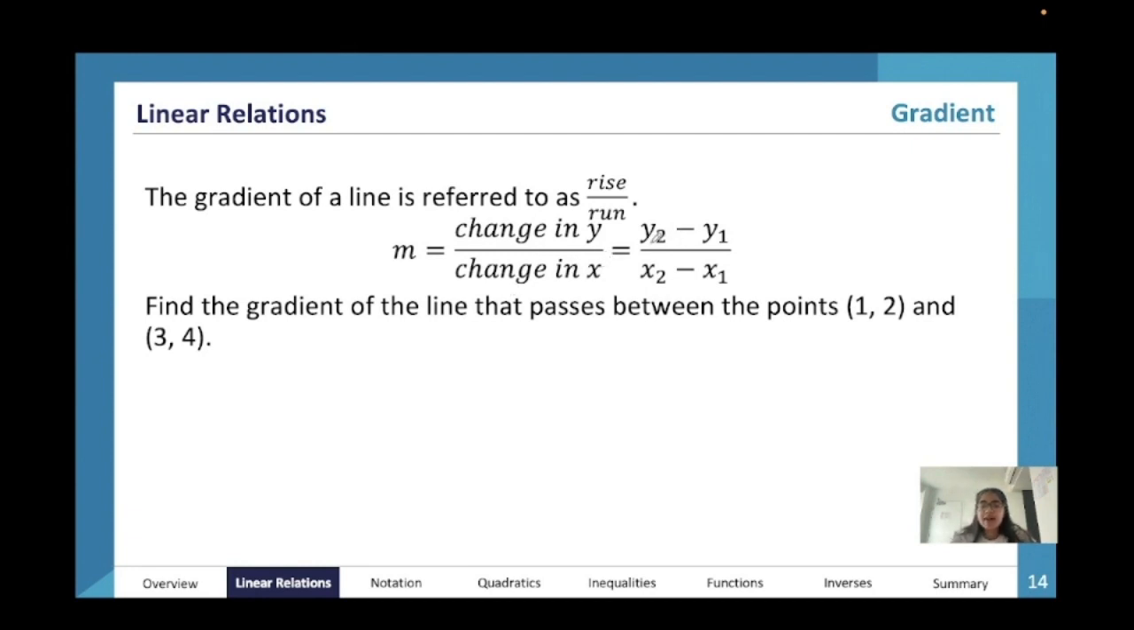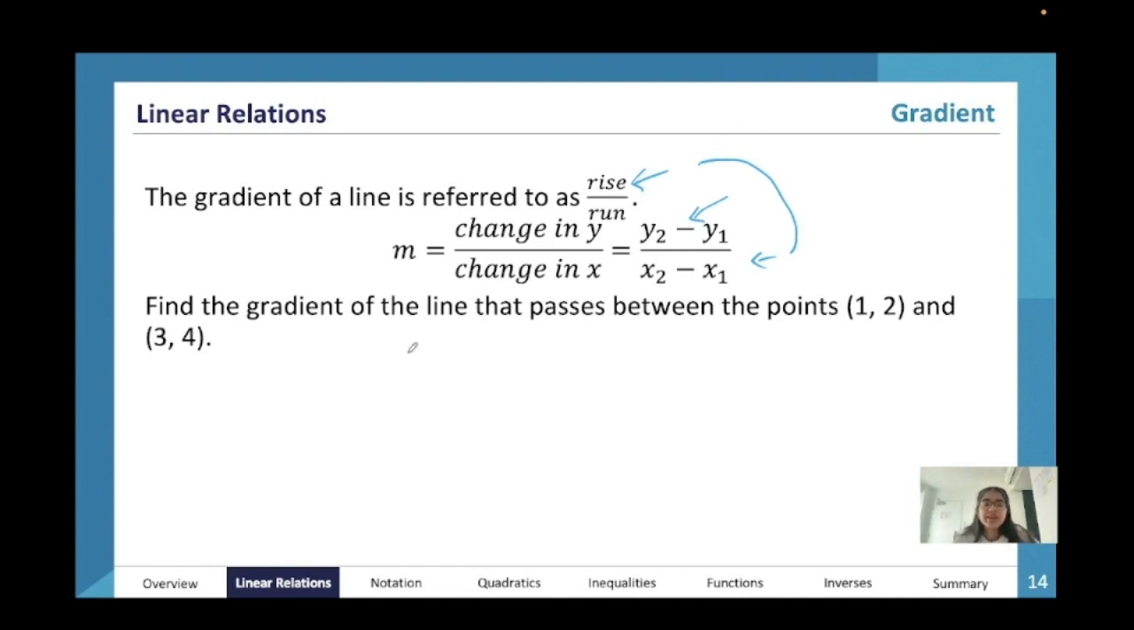So it's basically the slope. For now, all you need to know is the gradient is the slope of a line. And you can calculate it as rise over run, or you can do (y2 minus y1) divided by (x2 minus x1). Both will give you the gradient. This equation here is just a way of rewriting that first one.